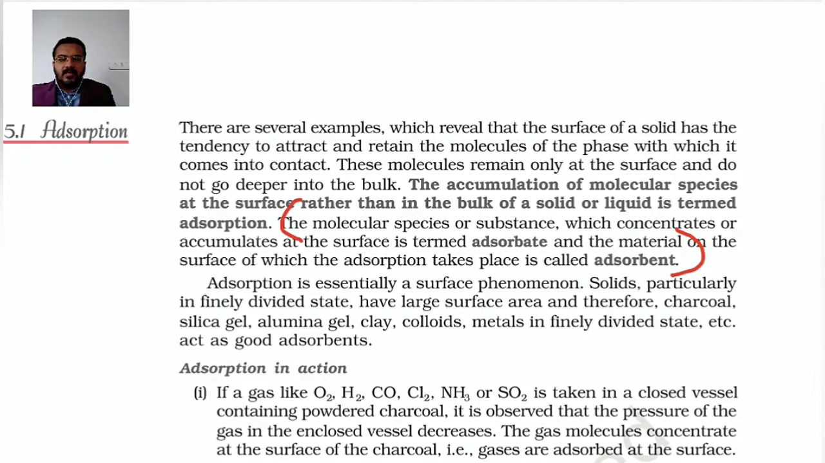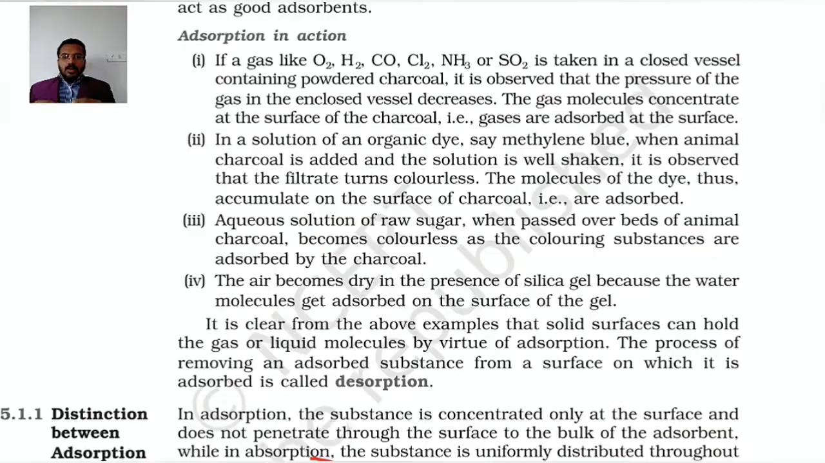If you take the example of chalk powder and tester, chalk powder is a substance that is getting accumulated on the tester. So chalk powder is the adsorbate, and the tester is the adsorbent. Okay, now I think the definition is clear. The molecular species which is getting concentrated is called adsorbate. Hence the chalk powder getting accumulated is the adsorbate, and the tester on which it is getting accumulated is the adsorbent. So next topic is adsorption in action.